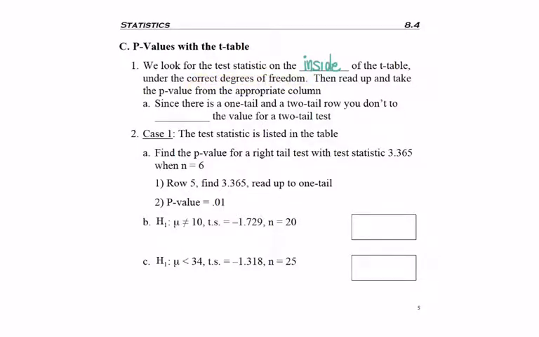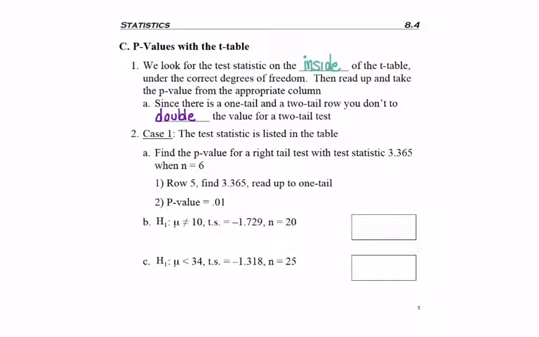So once we find it, we're going to read up and take the p-value. It says the appropriate column, although maybe I meant the word row there. Because since we have 1 and 2 tail rows at the top, we will not have to double the value for a 2-tail test. Okay, there's 3 scenarios we're going to look at, and here's the first one.